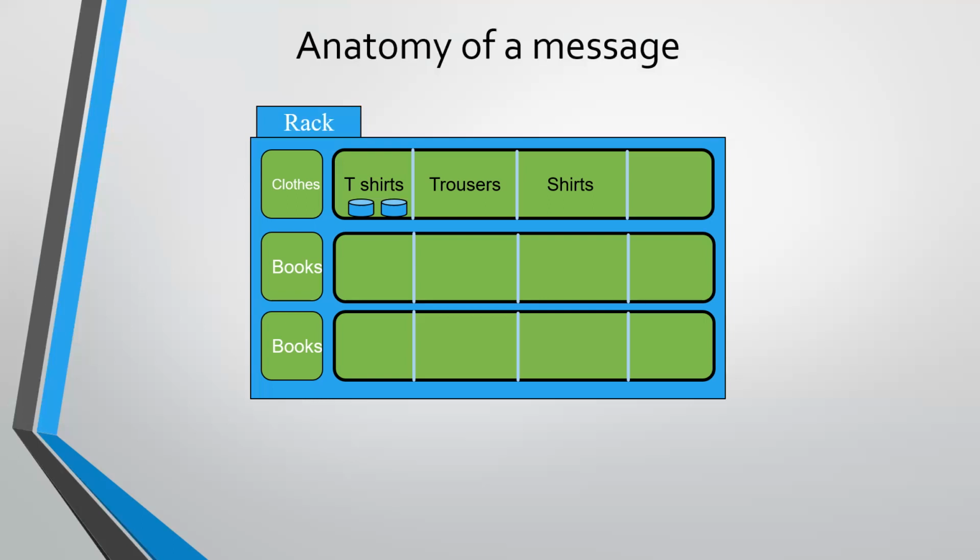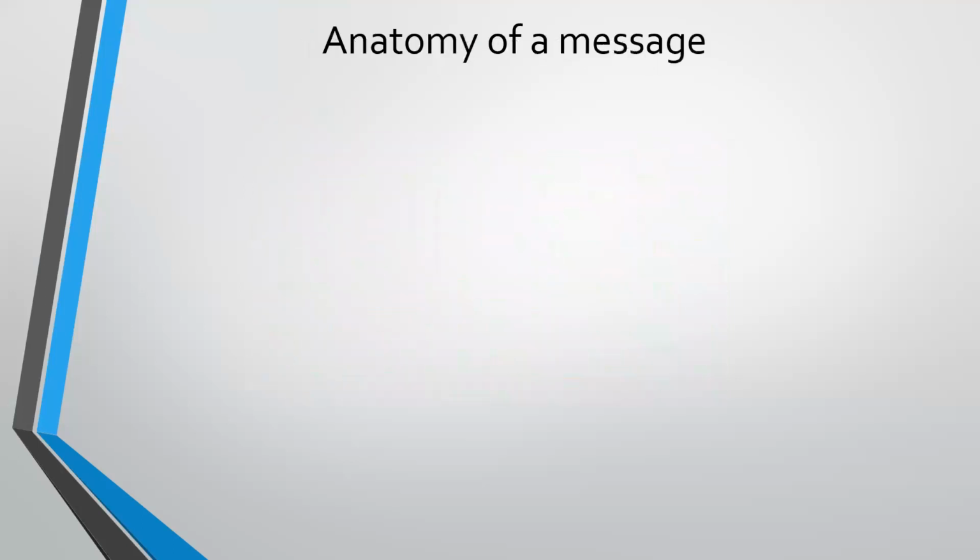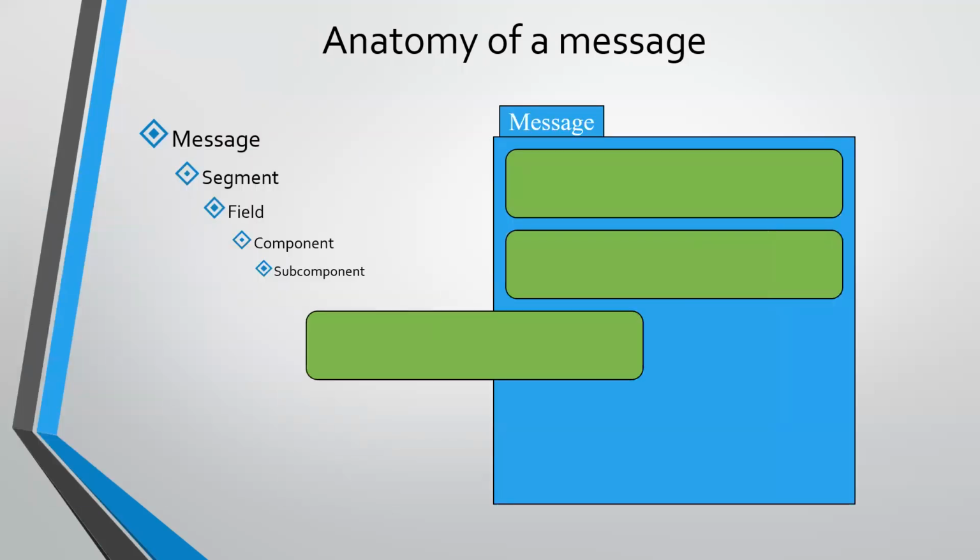In order to explore the HL7 message structure, we need to first understand its architecture, right? So you can assume the same architecture that you're seeing on the screen. Every HL7 message is divided into segments, which you can compare to individual shelves. And every HL7 segment is divided into fields. Fields are divided into components. Components are divided into subcomponents. So you can assume it this way.